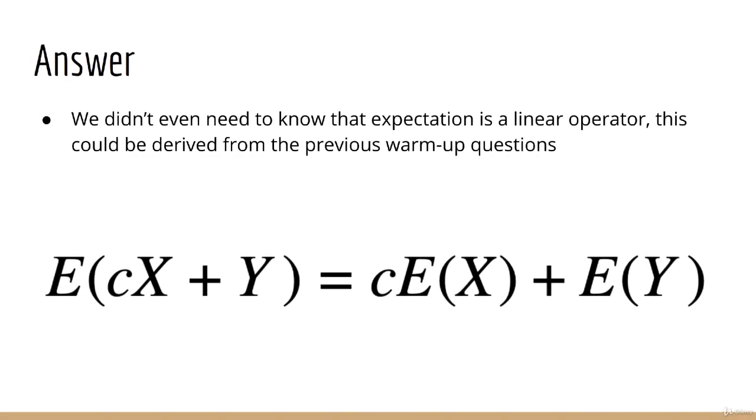In fact, you did not even need to know that the expected value is a linear operator in order to answer this question. This can be derived from the answers to the earlier questions. Since the expectation is a linear operator, the expected value of a sum of random variables is equal to the sum of the individual expected values, and we can bring the constant c outside the expectation.